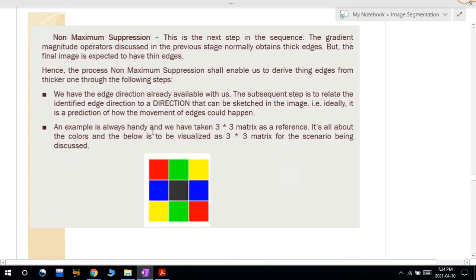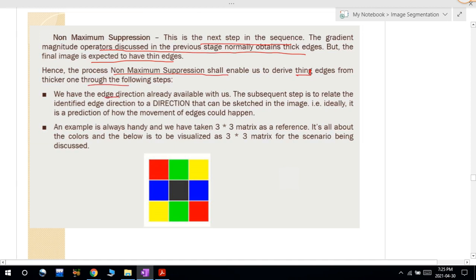I will explain in detail. This is your non-maximum suppression, the next step in the sequence. The gradient magnitude operators discussed in the previous stage normally obtain thick edges, but the final image is expected to have thin edges. To get these thin edges, we apply non-maximum suppression, which is used to derive thin edges from the thicker ones.